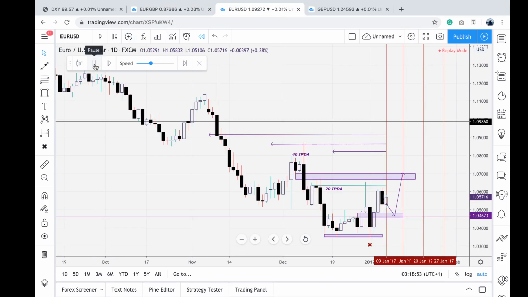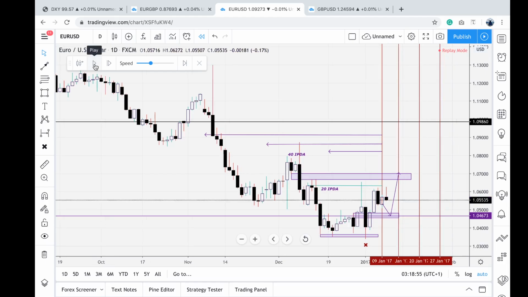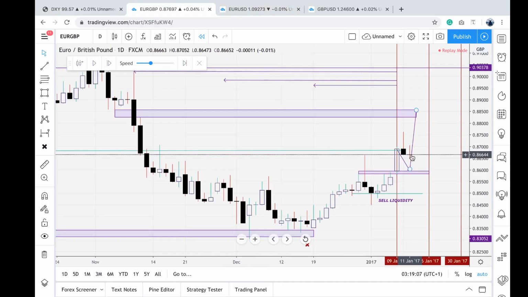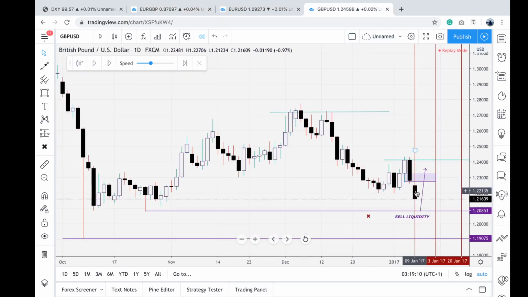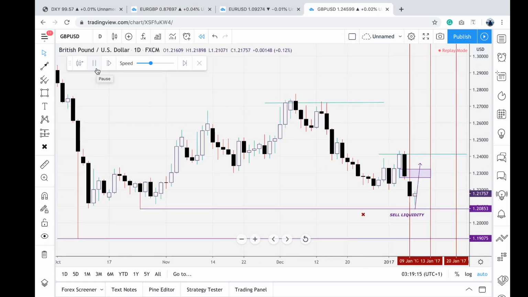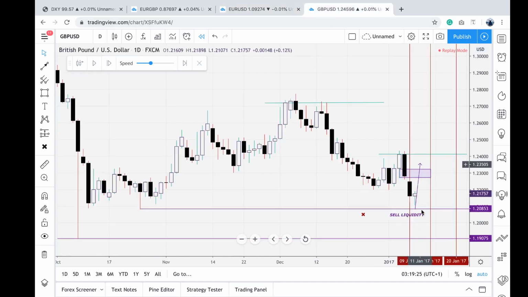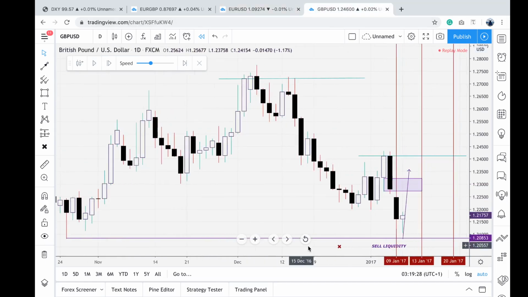So let's look at Euro Dollar. Oh, I think we're one day behind the DXY. So this is actually the 11th. That is the price action on the 11th, the 11th of January. Let's see Pound USD. This is the 9th, so we need to play the 10th. Actually, forgot about this. Okay, so the 11th. Yeah, I think we're one day behind on Euro Dollar and British Pound Dollar. So sorry for that, guys.